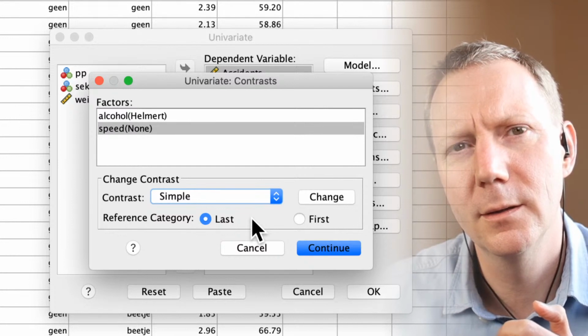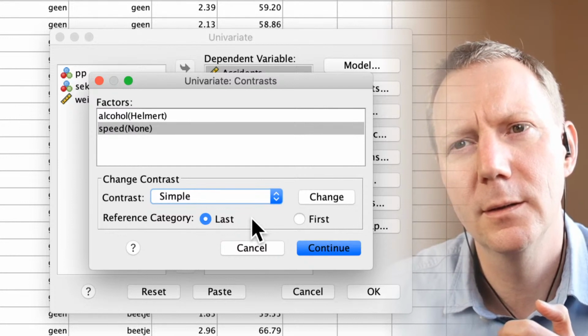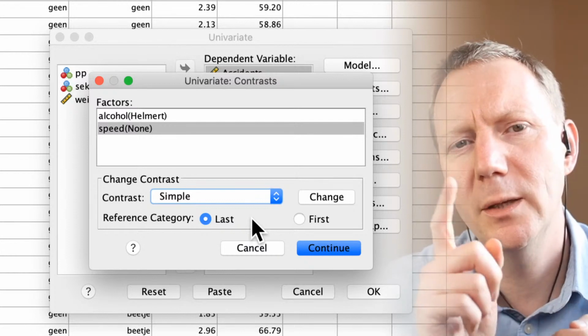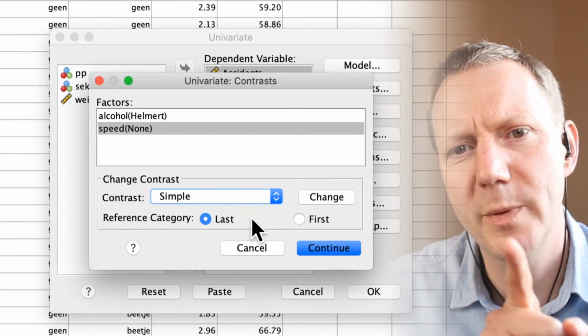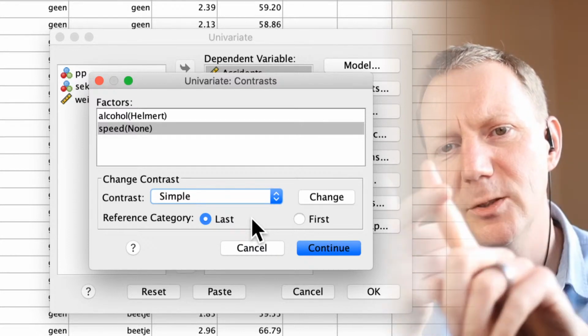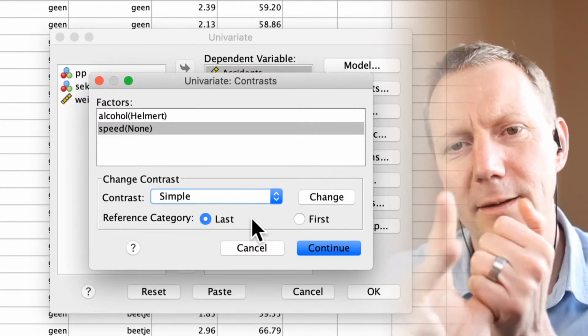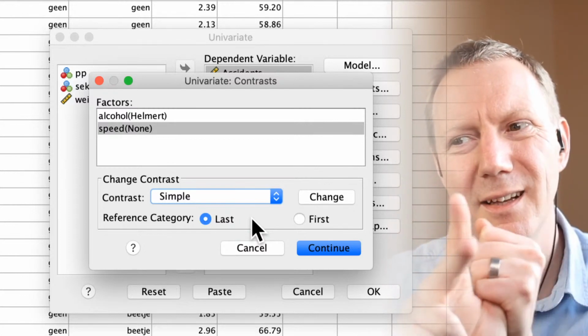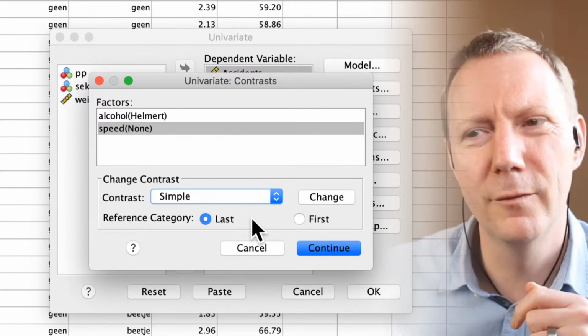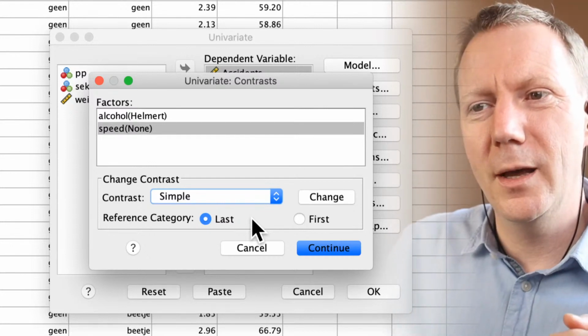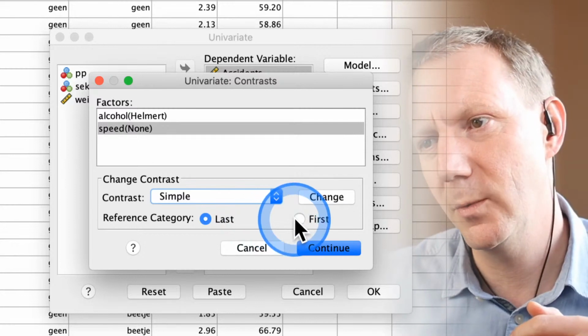Because it's the low speed and you can compare it to the other two. Yeah, it wasn't the low speed, right? It was the none speed. So we had no speed, a little speed, or much speed. But you're absolutely right that the lowest category was for the first one. So I'm going to compare it to the first one.